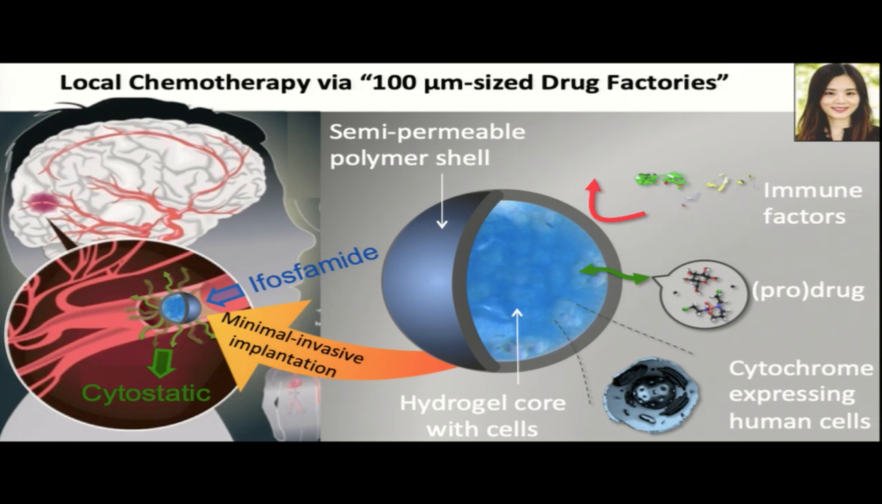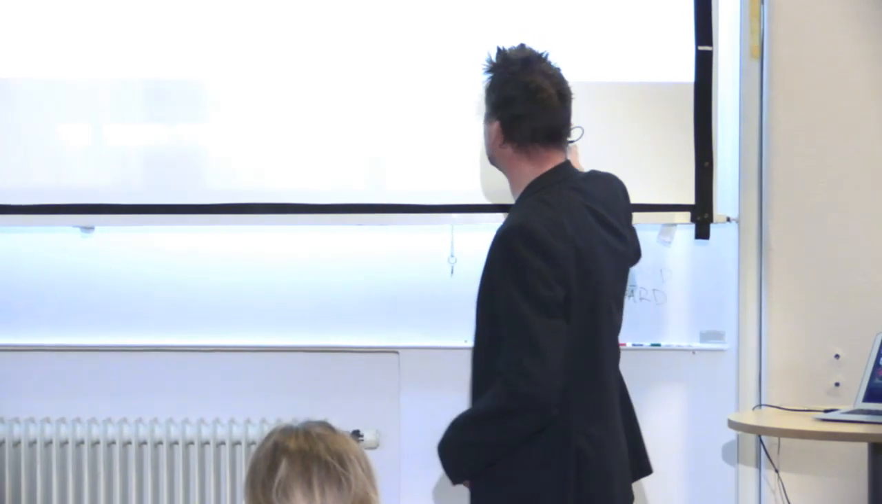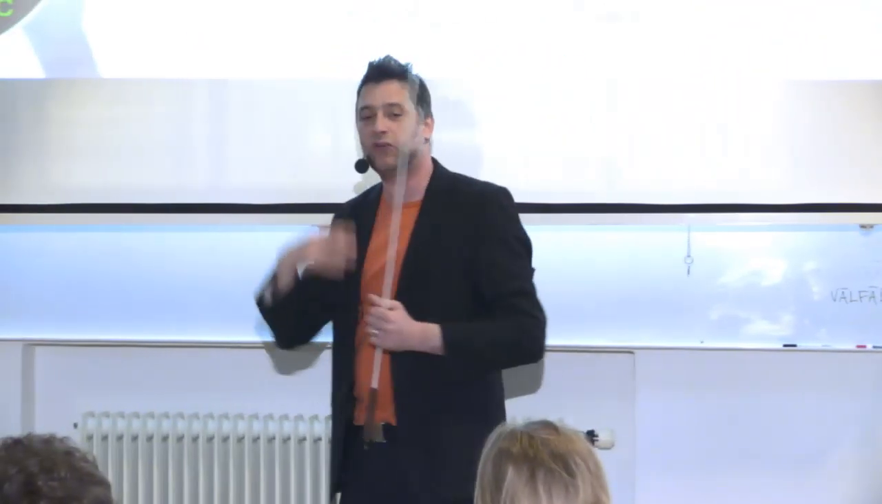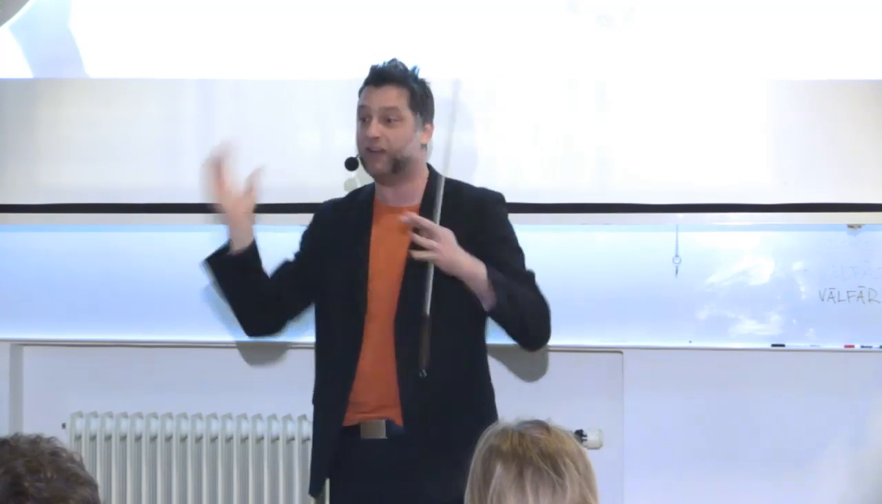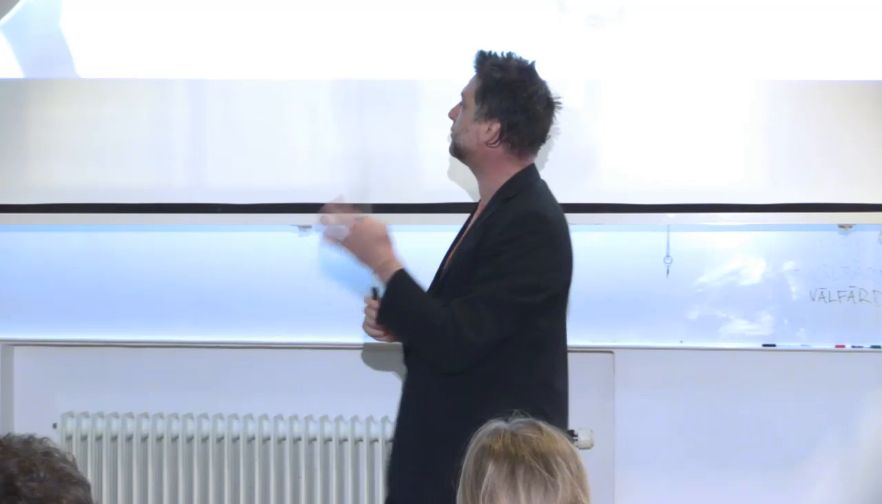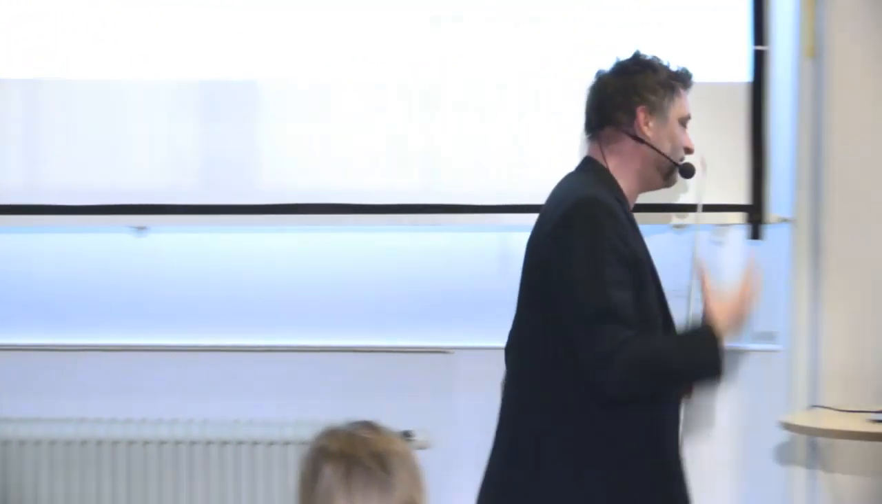And these cells have been genetically engineered to produce a specific enzyme. And this enzyme is a cytochrome. What that enzyme does is take this ifosfamide prodrug and convert it to a radical. A chemical radical means a very reactive chemical substance that attacks the tissue immediately surrounding it, which is the tumor. So we got a very local tumor drug.